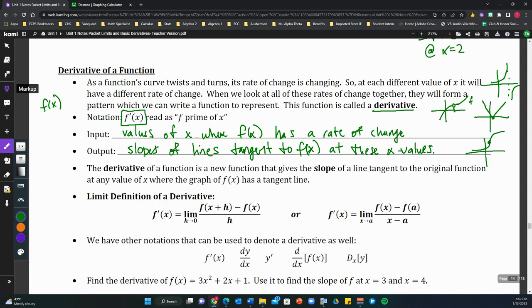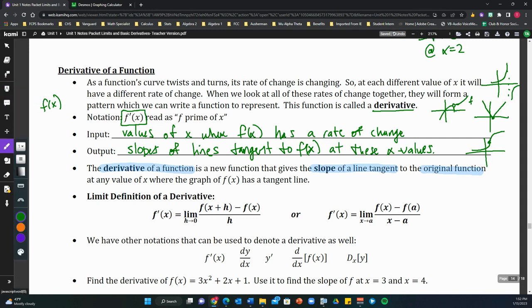You're going to hear these names mixed together a lot, and you have to understand that they all kind of represent the same thing. The derivative of a function is some kind of new function. It gives the slope of the tangent line, or the slope of the original function, at any value of x where that graph has a tangent line. So all of these three things are tied together.